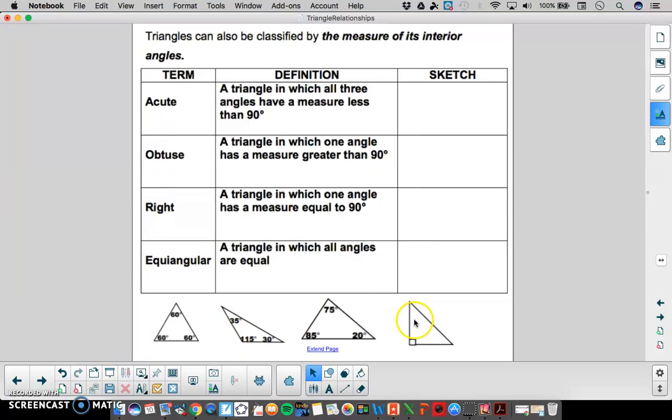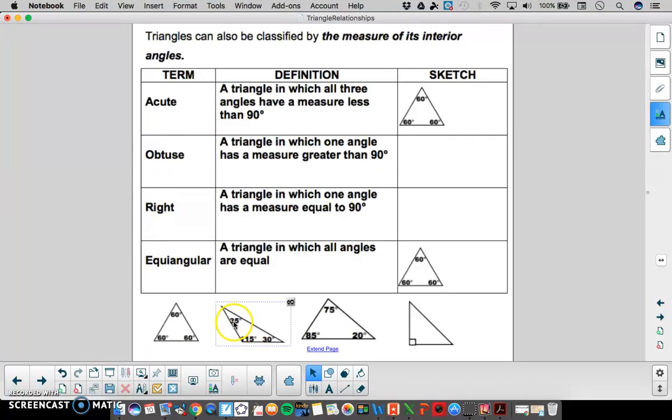So we have these triangles down here. Notice we have 3 60-degree angles. Well, all of those angles are acute. So that would be an example of an acute triangle. But notice all of those were also equal. So this is also an equiangular triangle. So notice that this fits into both categories, and that's okay.